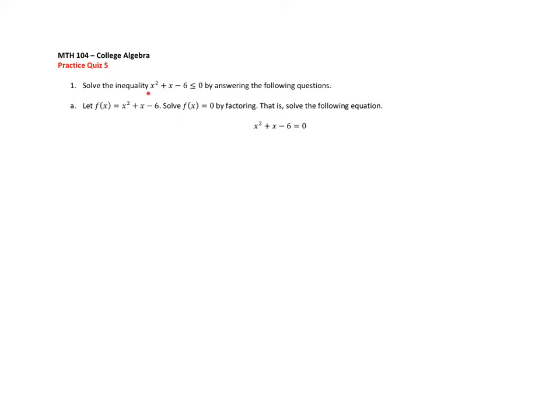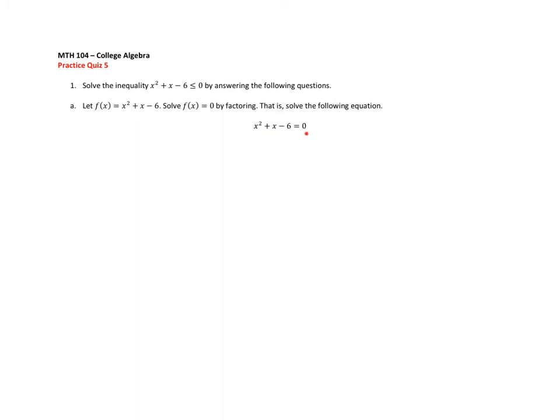Let's solve the inequality x squared plus x minus 6 is less than or equal to 0 by using parts A through D below. To start with, in part A, we're going to call this part of the inequality f of x, and step 1 is to figure out where it is equal to 0, and then we'll worry about the less than part later.